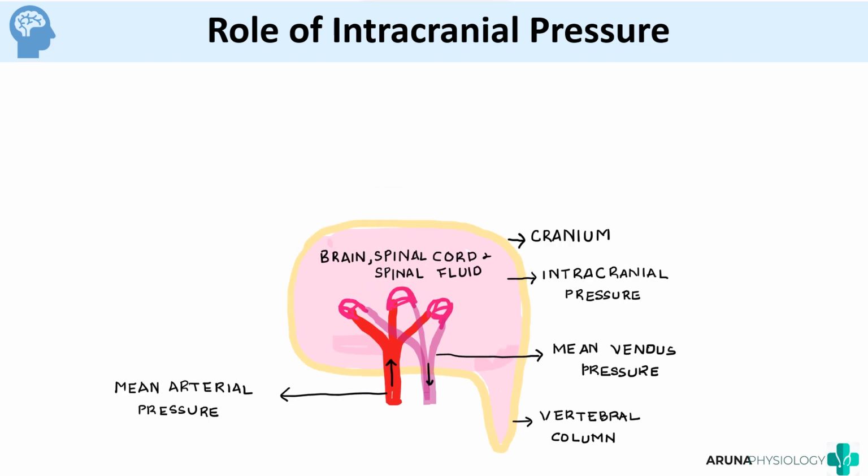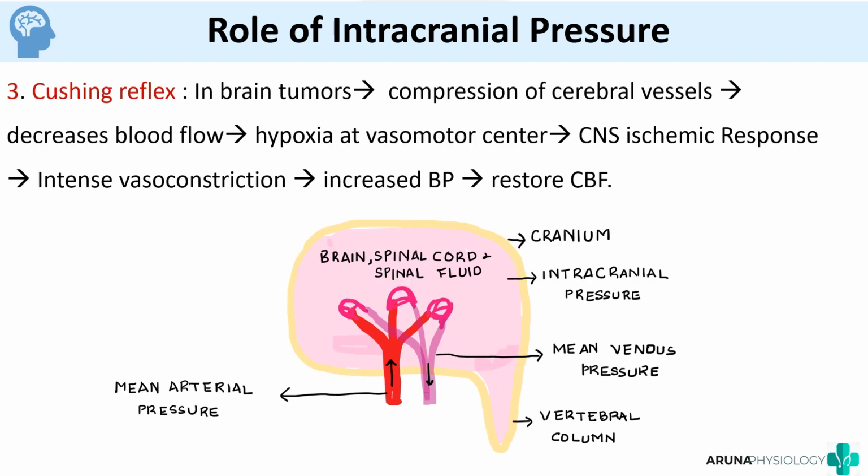And finally, there is something called Cushing's reflex. What is Cushing's reflex? See, suppose there is a brain tumor. The brain tumor can cause compression of the cerebral vessels. And when there is a compression of cerebral vessels, there is decreased blood flow, and thus it can cause hypoxia at the vasomotor center. Now, this hypoxia at the vasomotor center will trigger the CNS ischemic response, which will cause intense vasoconstriction, thereby increasing the BP and restoring the cerebral blood flow.